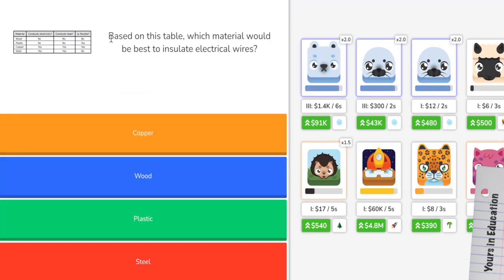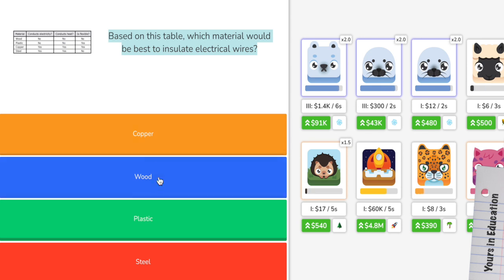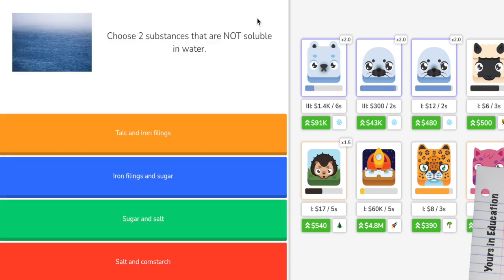Based on this table, which material would be best to insulate electrical wires? So I have wood, conducts electricity, no, conducts heat. Okay, I wouldn't put wood, even though it doesn't conduct electricity. I wouldn't put wood on wires, it's not flexible. There's no way. Plastic, yes. Copper, no. You will definitely get electrified. And steel, no. So it's definitely plastic.